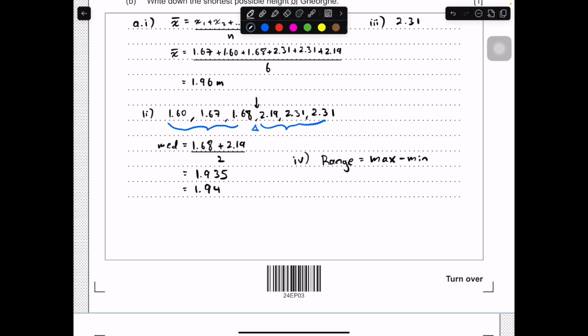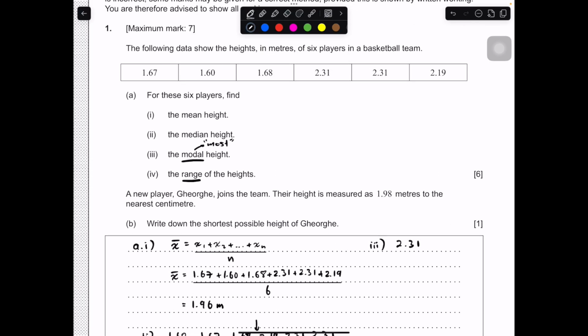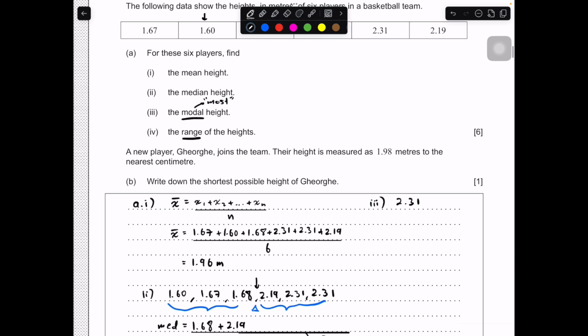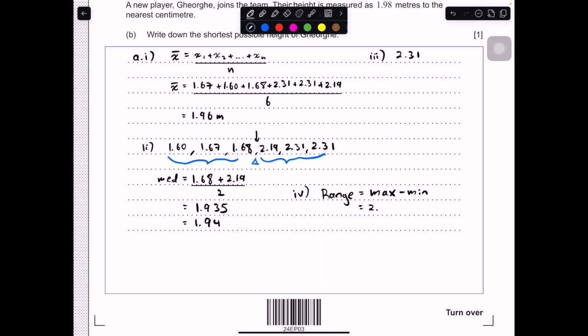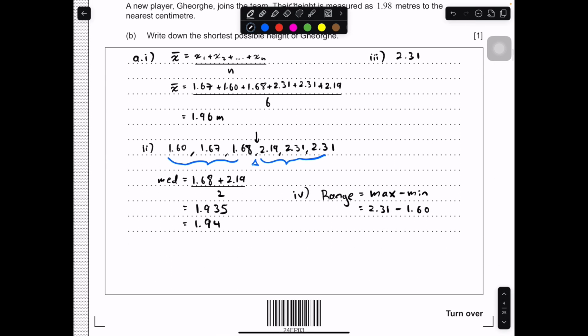So if you find the shortest distance and you want to go all the way up to the largest distance, how far would you need to travel? In this case, our max is 2.31 and our lowest value is 1.60. So 2.31 minus 1.60, let me just check again, yeah, that would be our min. So in this case, it looks like it would be 2.31 minus 1.60, which is 0.71. That is our range.